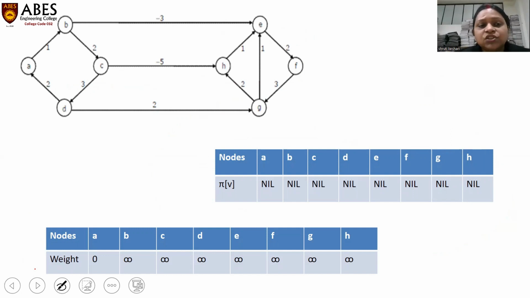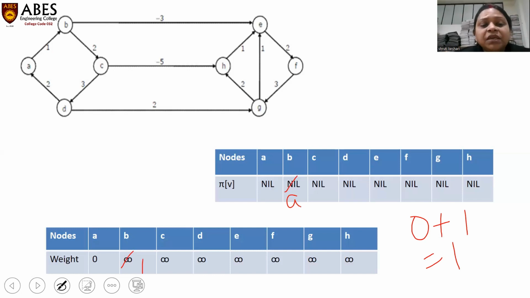So just check the relaxation process. If we are going from A to B, A is containing the cost of 0 and the edge cost is 1. That is 1. Yes, 1 is less than infinity. Relax the value of B and put the parent as A.